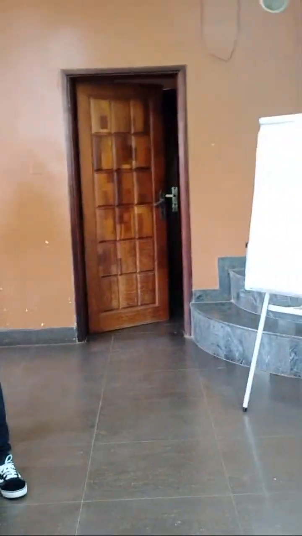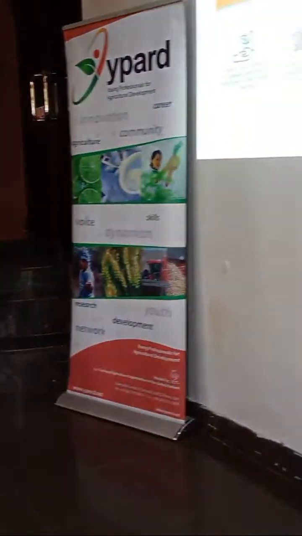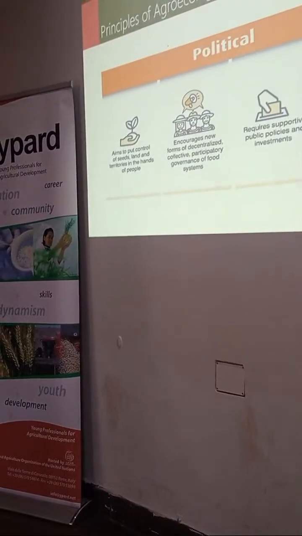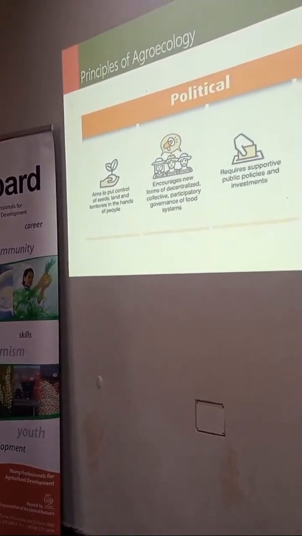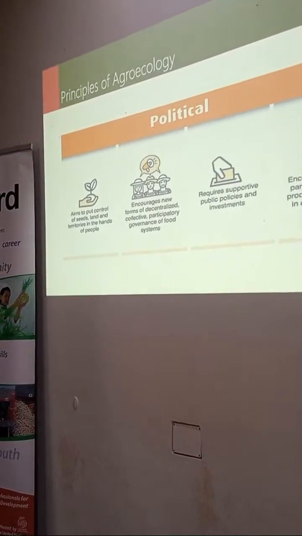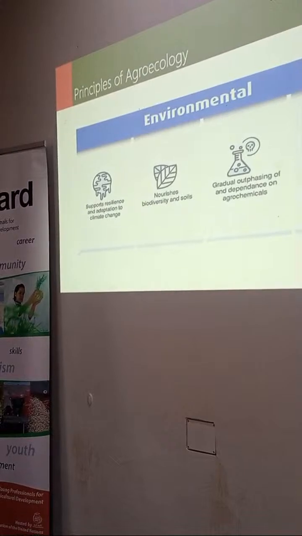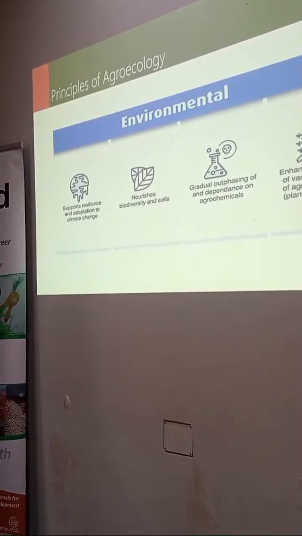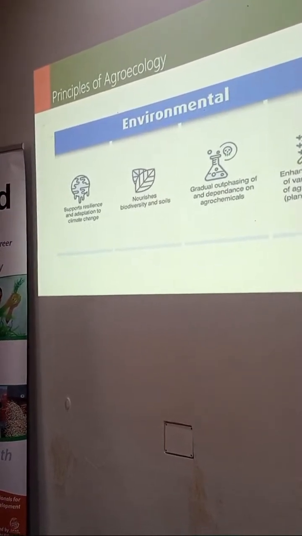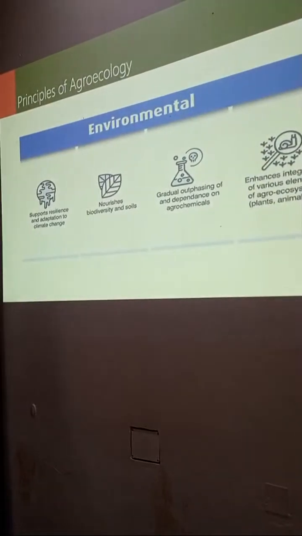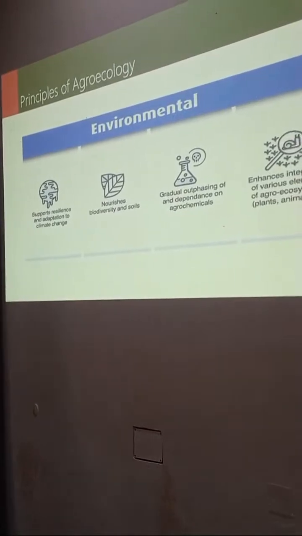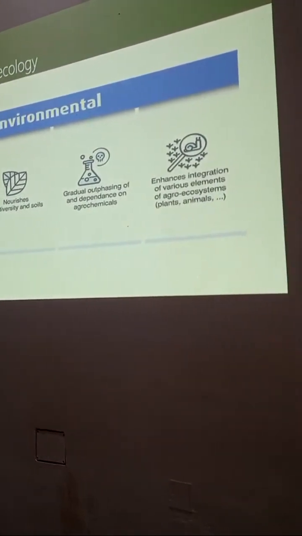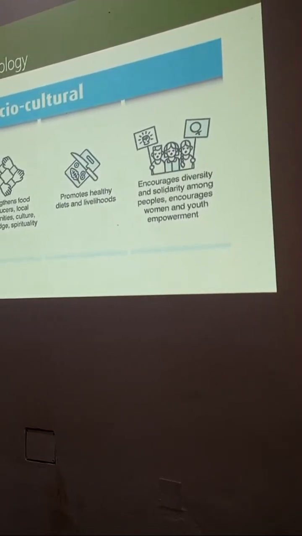Okay, so this is what I've been explaining. Controlling of seed, the markets, policies, stronger participation in food production, resilience and adaptation to climate change, biodiversity, gradual phasing out and dependence on what? Agrochemicals, reducing dependence. Social culture is what we have just talked about here.